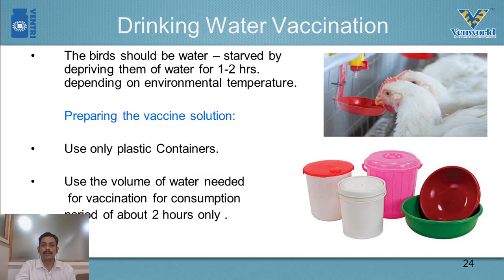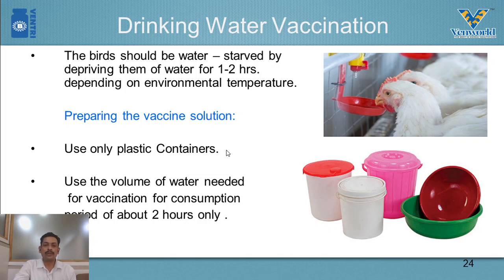The birds should be water starved or thirsted by depriving them of water for 1 to 2 hours, depending upon the environmental temperature. During summer, we have to reduce the time to 1 hour, and in the winter, we can increase it up to 2 hours. Then for the preparation of the vaccine solution, we use plastic containers, because they are non-reactive and non-sticky. So use such plastic containers, which are available in the market.